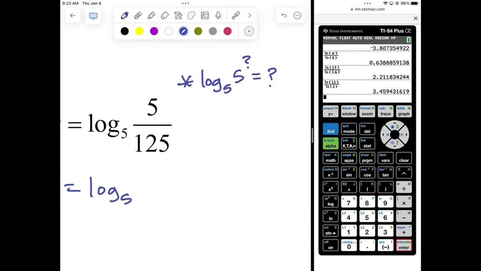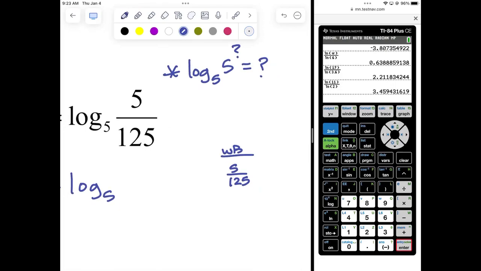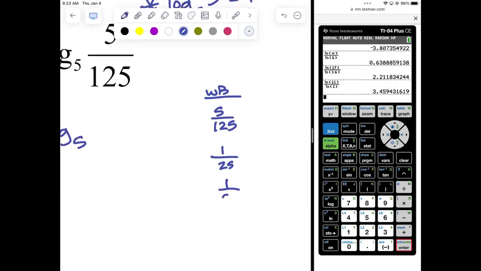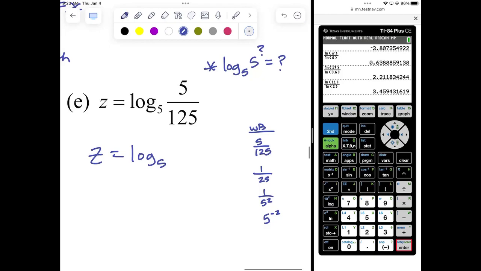So let's go over to the side, to the workbench. 5 over 125, I can simplify that, can't I? That's 1 over 25, which is the same as 1 over 5 squared, which is the same as 5 to what power? The negative 2nd power. So I can write this as log base 5 of 5 to the negative 2nd power, and lo and behold, what is the value of z? It should be negative 2, right? Log base 5 of 5 to the blob is just the blob.